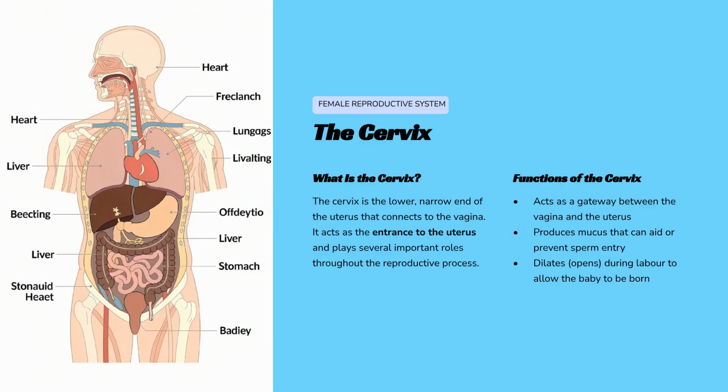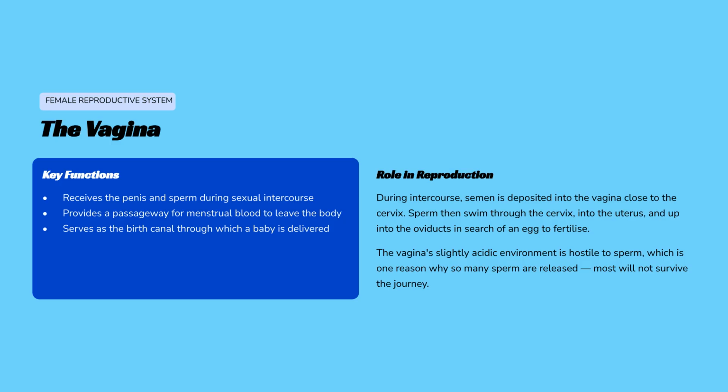The cervix is the narrow opening connecting the uterus to the vagina. It serves as a gateway, producing specialized mucus that can either aid or block sperm entry. During labor, it dilates significantly to allow the baby to be born. The vagina serves 3 critical functions: receiving the penis and sperm during intercourse, acting as a path for menstrual blood, and serving as the birth canal. Its acidic environment protects against infection, but is hostile to sperm, explaining why so many are needed for a successful journey.